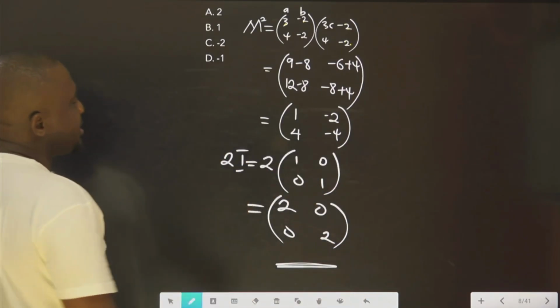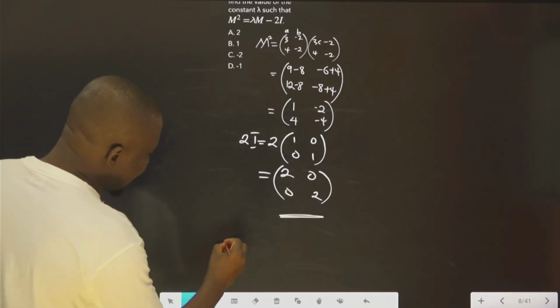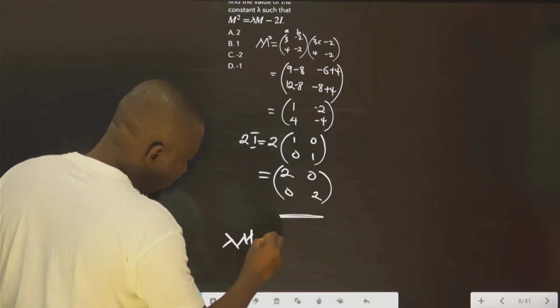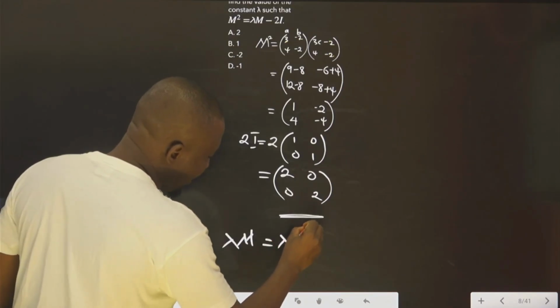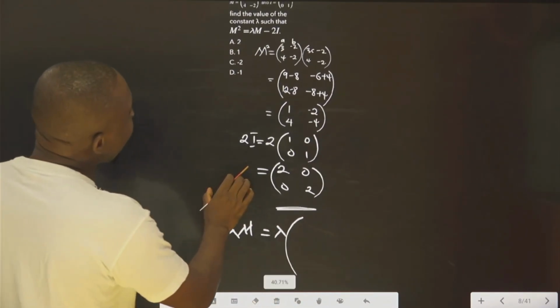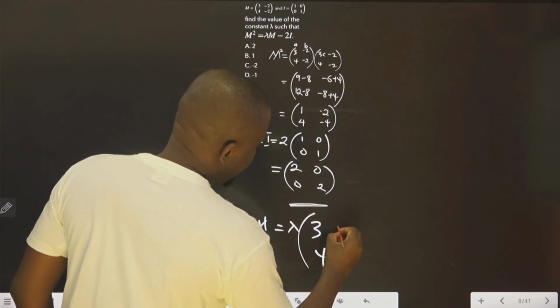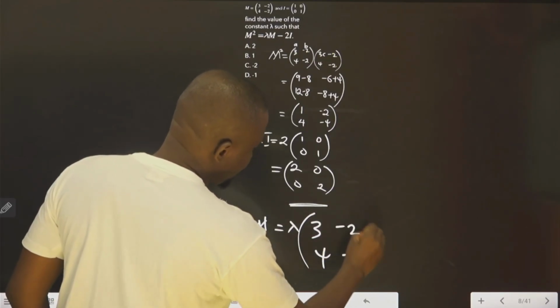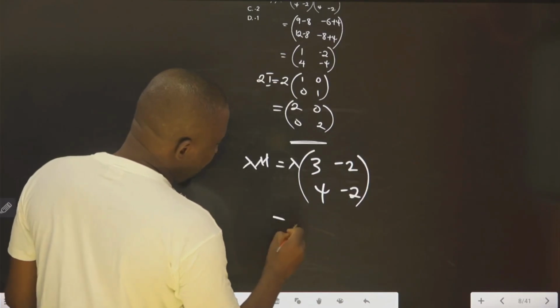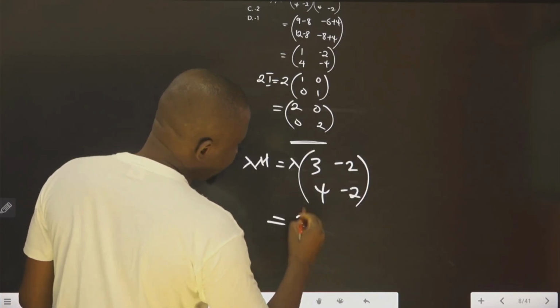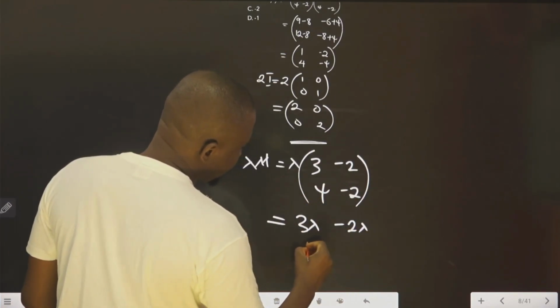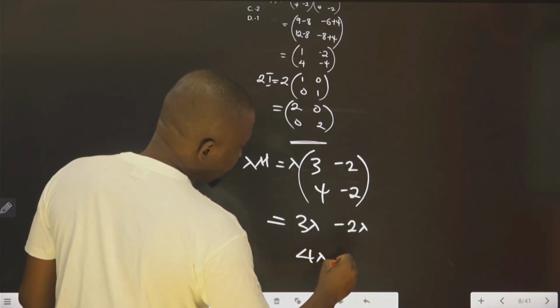Okay? For this. Then finally for the lambda, this is lambda again, which we are looking for. Then we bring the m. M is 3, 4, minus 2, minus 2. If you work this out now, you're going to have 3 lambda, minus 2 lambda, 4 lambda, minus 2 lambda.